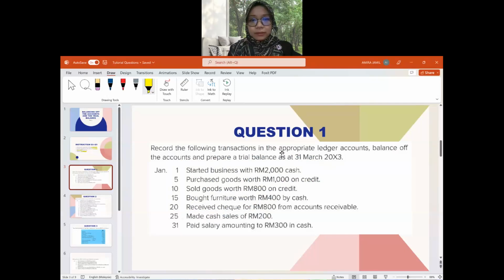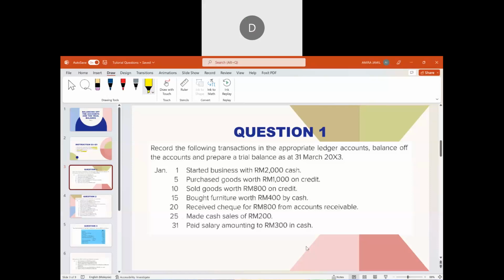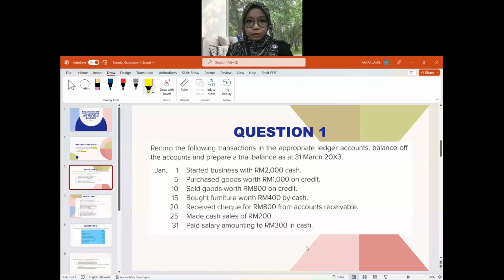Okay, this is quite the same as your assignment. If you have this kind of question, you have to record each of these in the journal entry and then transfer it to the ledger. Then you can balance it off and transfer the balance to the trial balance. It's quite easy. Let me show you the steps.